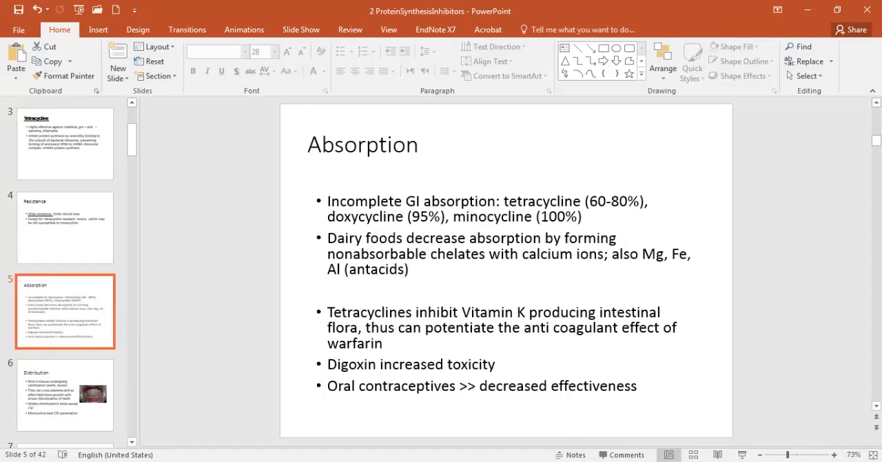So the patient who takes tetracycline is advised to avoid antacids, in addition to avoiding dairy products, for example drinking milk or eating cheese. Tetracycline inhibits vitamin K producing intestinal flora, thus can potentiate the anticoagulant effects of warfarin. Other interactions: digoxin toxicity is increased with tetracycline, and the effect of oral contraceptives decreases with the use of tetracycline.